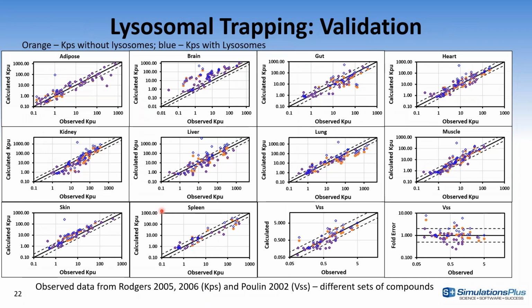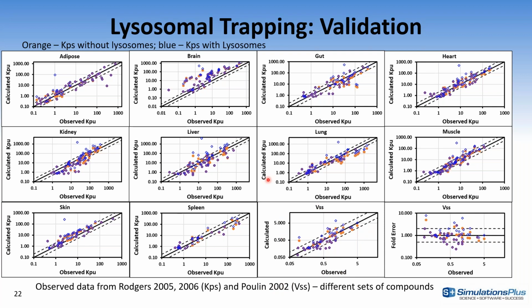A little bit of validation here. What you are seeing here are the KPs calculated versus observed for the different tissues that we have in the PBPK model, and the observed data here came from the two Rogers publications. So this lumps the data for all the compounds: acids, bases, weak bases, strong bases, and so on. And the last two plots are showing the volume of distribution from the Poulin publication.